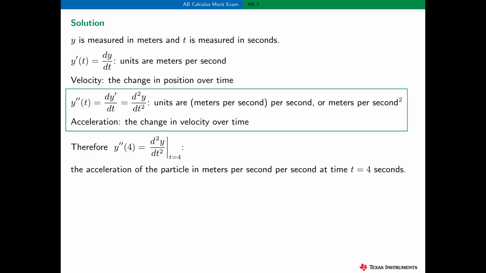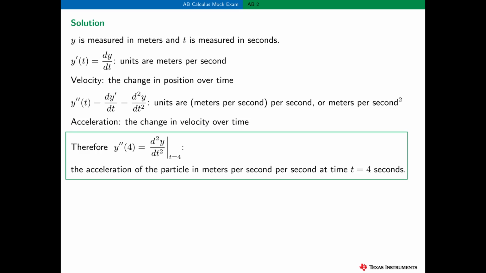The second derivative is the derivative of y prime over dt. So the units are meters per second divided by second, or meters per second squared. And this is the acceleration of the particle, by definition, the change in velocity over time. So finally, to answer our specific question, y double prime of 4 is the acceleration of the particle in meters per second squared at time t equal 4 seconds.